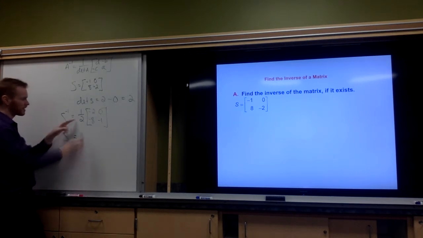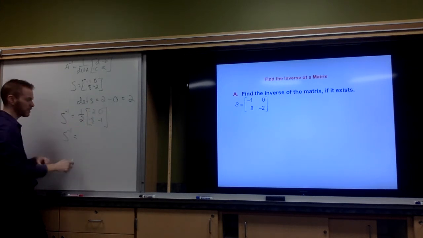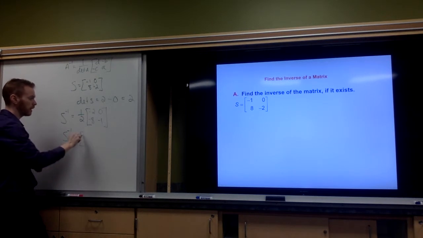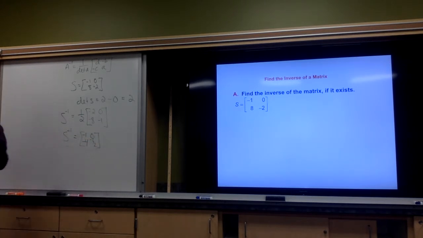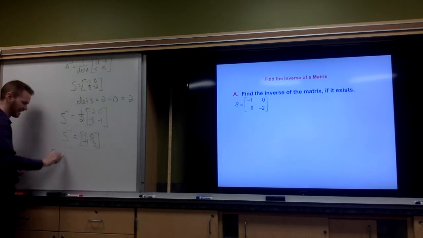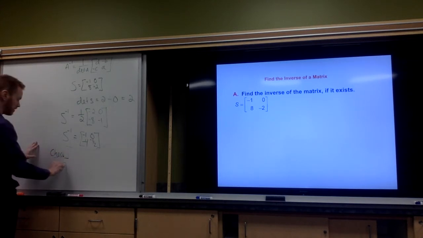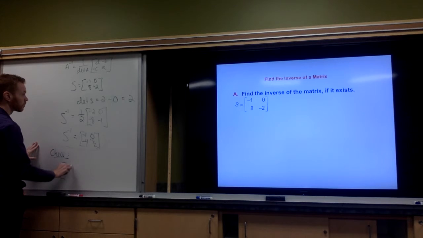It's there forever. So we take half of this entire matrix here. So we get what? -1, -4, 0, and -1/2. So here is the inverse for S, just like that. We could check. Let's multiply these guys and see if we get it to work.